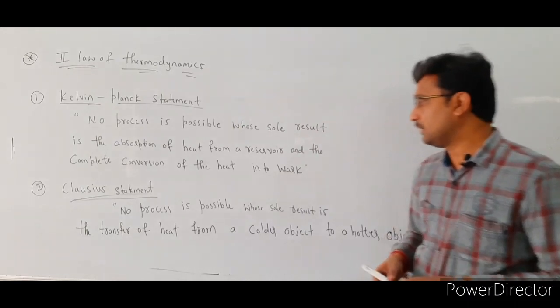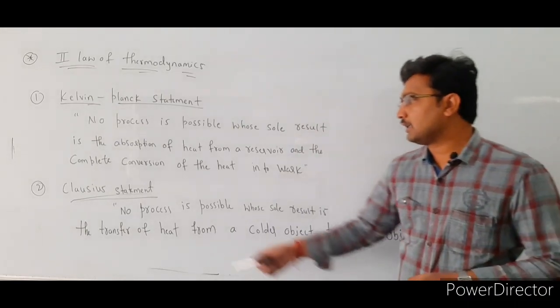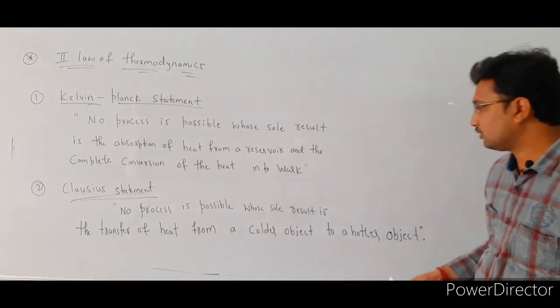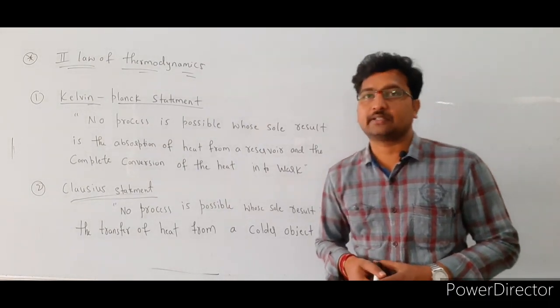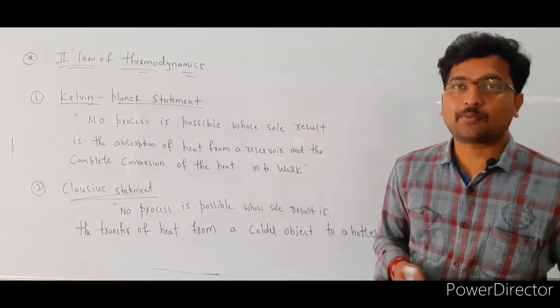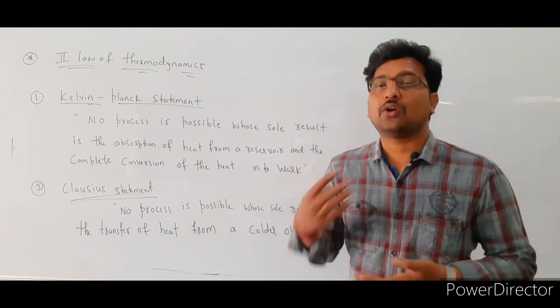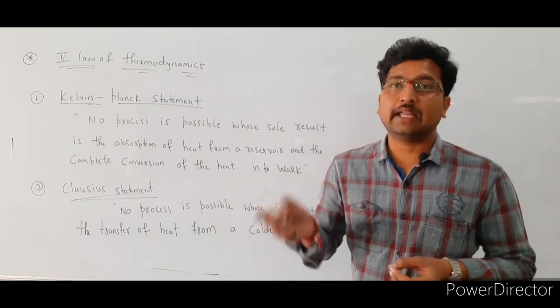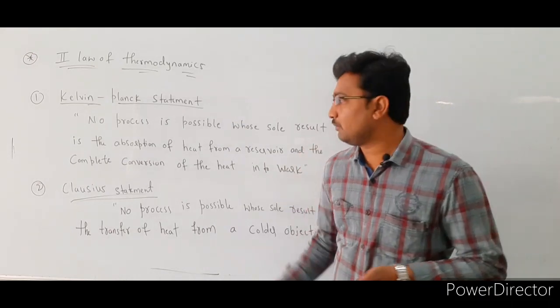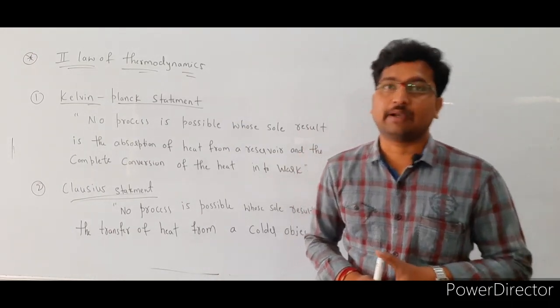No process is possible whose sole result is the transfer of heat from a cold object to the hot object. So the meaning of this one is that no process is possible to transfer heat from a cold body to a hot body without doing any external work. So that is the meaning of the second statement.